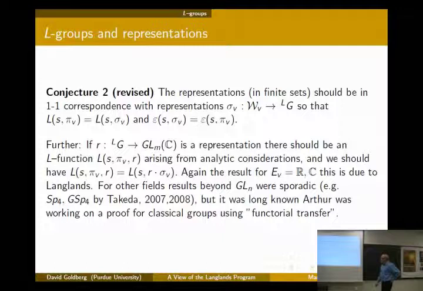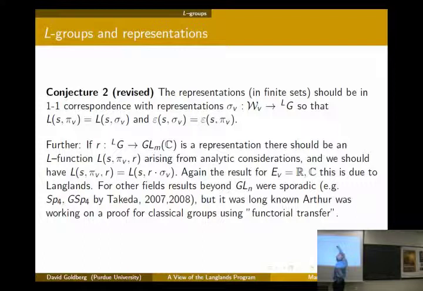But now you can imagine that if I have something like this, which goes to the L group, I could compose it with something that goes from the L group to some other general linear group. And so there should be an L function that gives you another representation of GL_M. We should call that L of s, pi, via r. And again, these should be Hartnell functions.